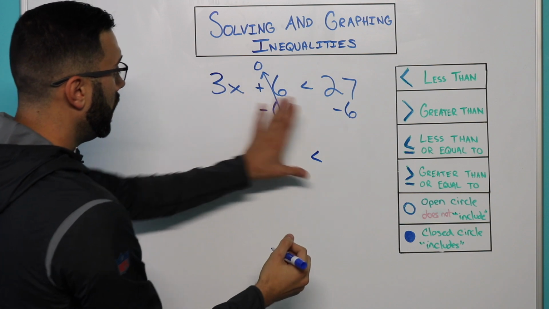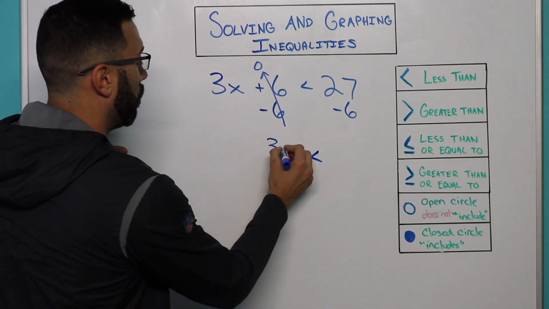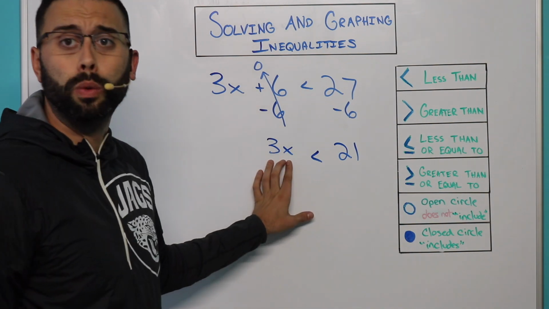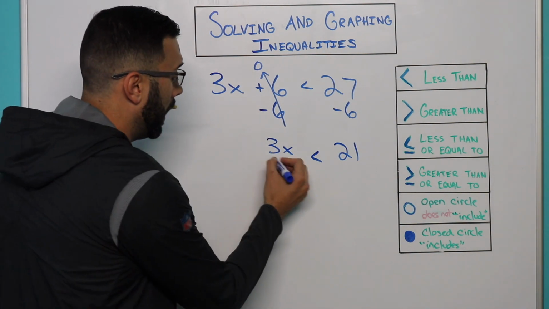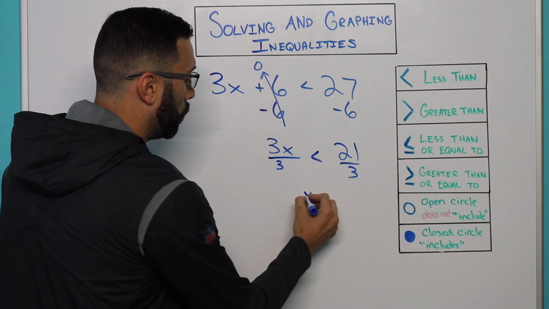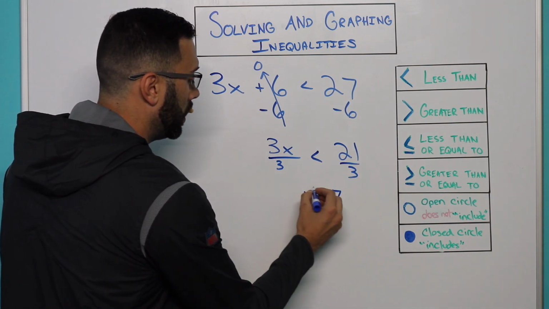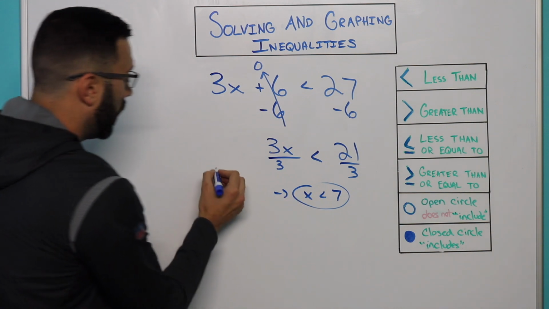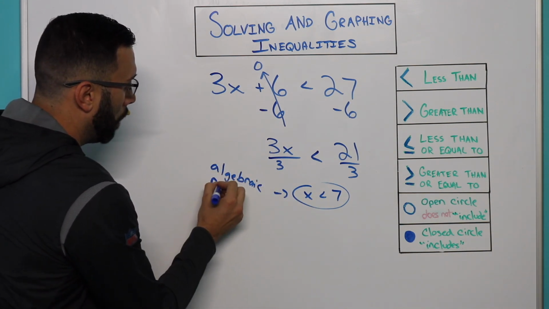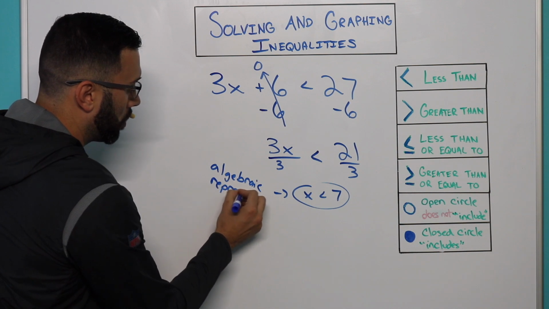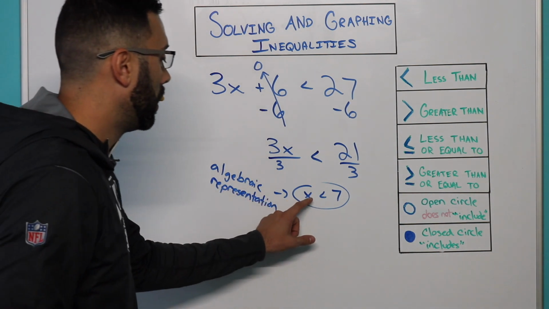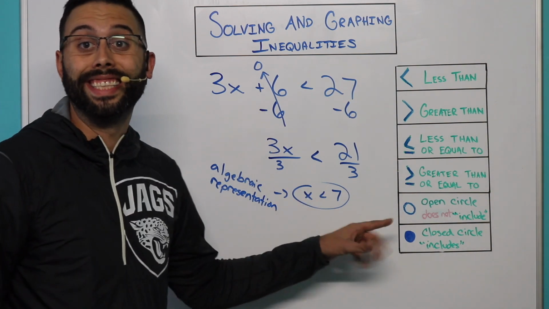Now, what's left over here on the left-hand side? 3x, and what's over here? 21. Now, what's with this 3 we don't want? The opposite of multiplication is division, and I'm left with x is less than 7. Right there is my algebraic representation. That says some number that is less than 7.